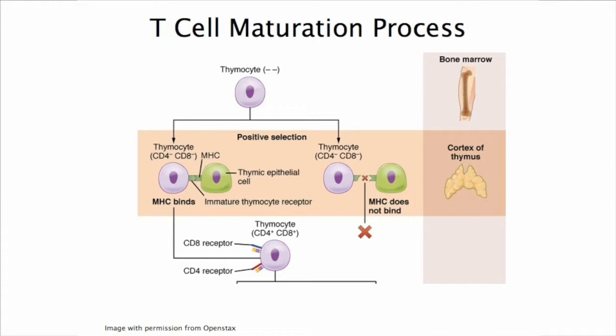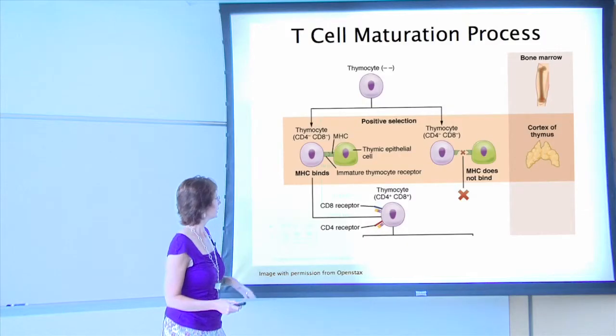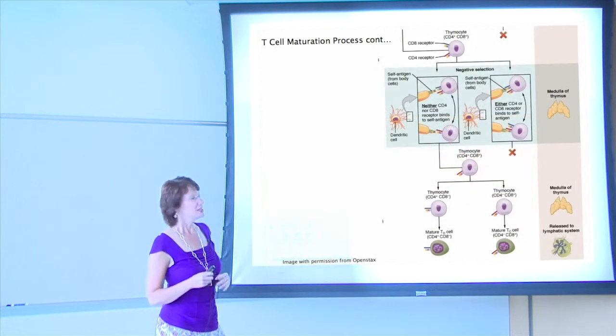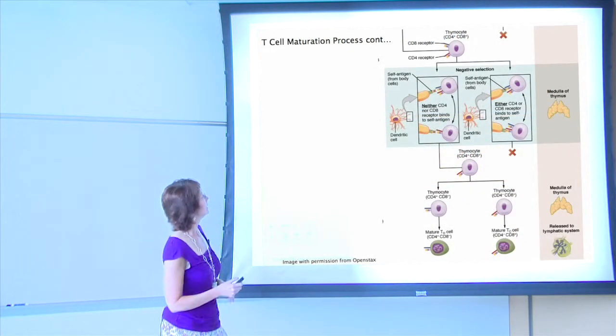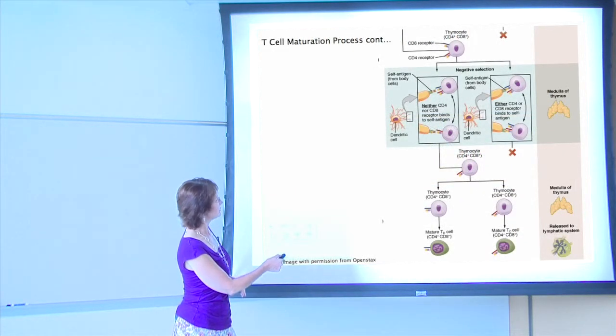They're killed off. So the ones that survive positive selection, we know they have receptors on their cell surface that can bind to MHC if they need to. So then they go on, and their next major test is called negative selection.